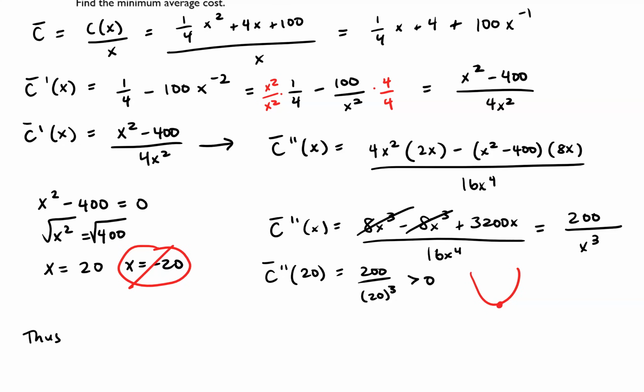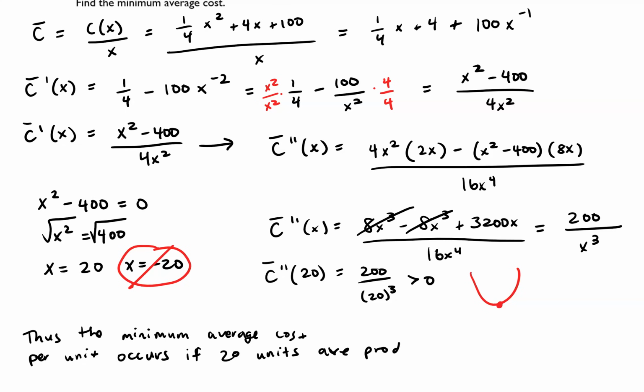And so thus the minimum average cost per unit occurs if 20 units are produced, and the minimum average cost is C bar of 20, which if you throw that into your calculator, you should get $14. So that is our final answer for example 3.